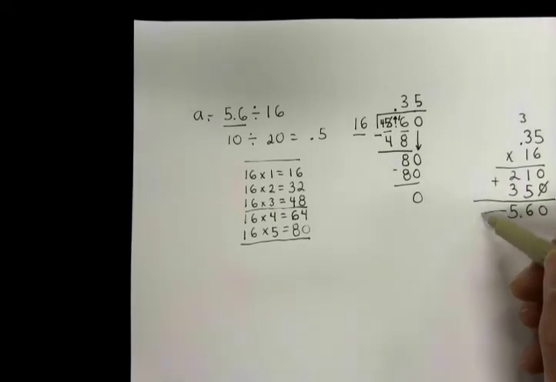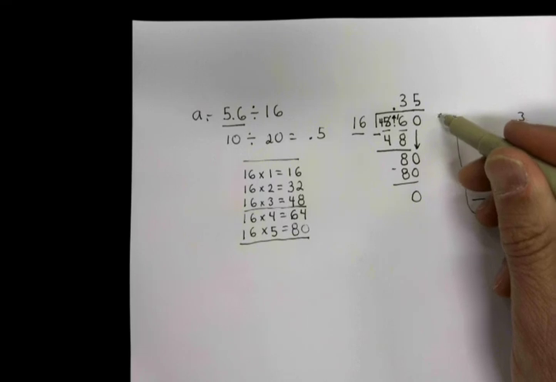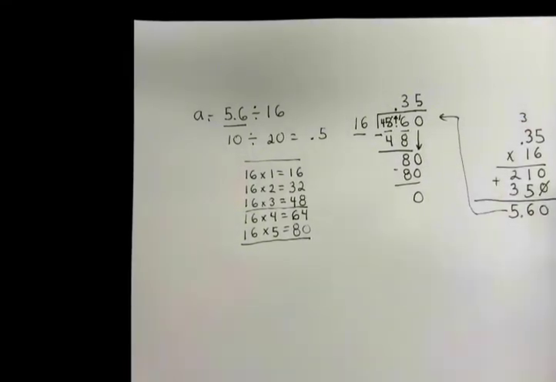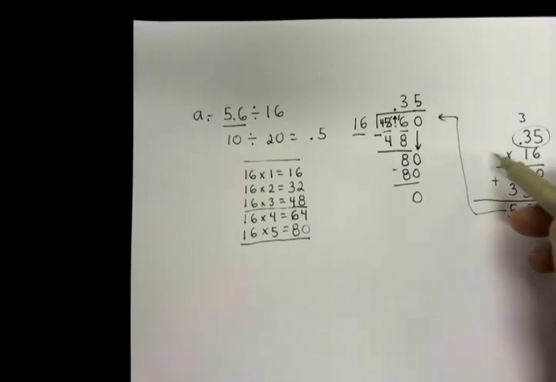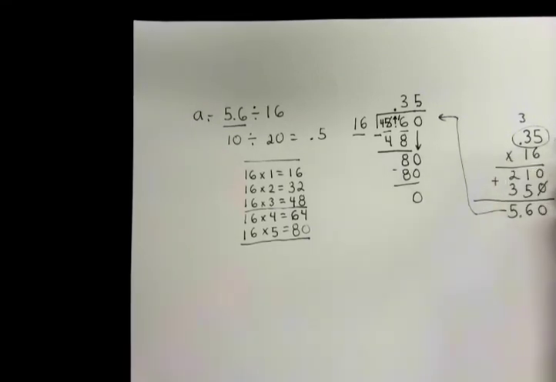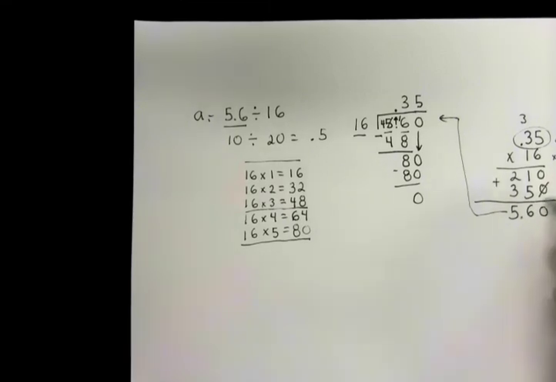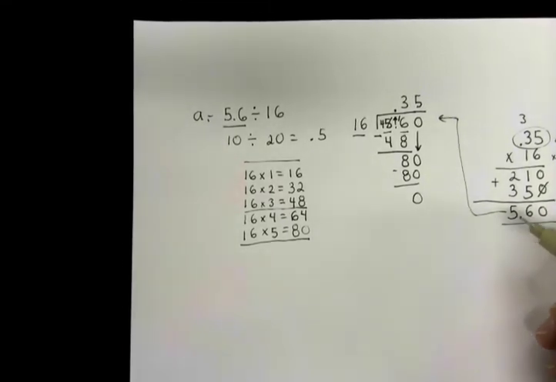Now, is 5.60 the same as that? Okay, then we do have it. So what did I do? I multiplied the quotient times the divisor. Here's the quotient, and then I multiplied it times the divisor. And then I verified that the answer is correct. So that's that.